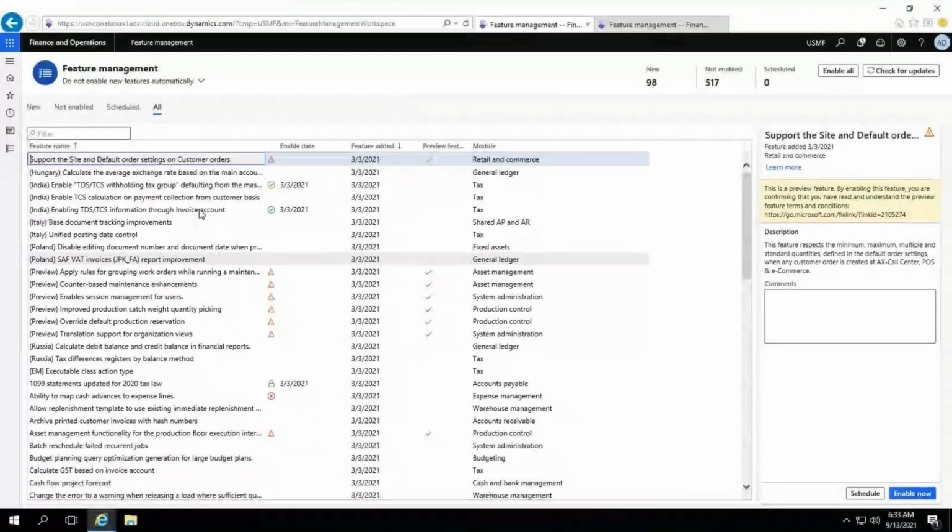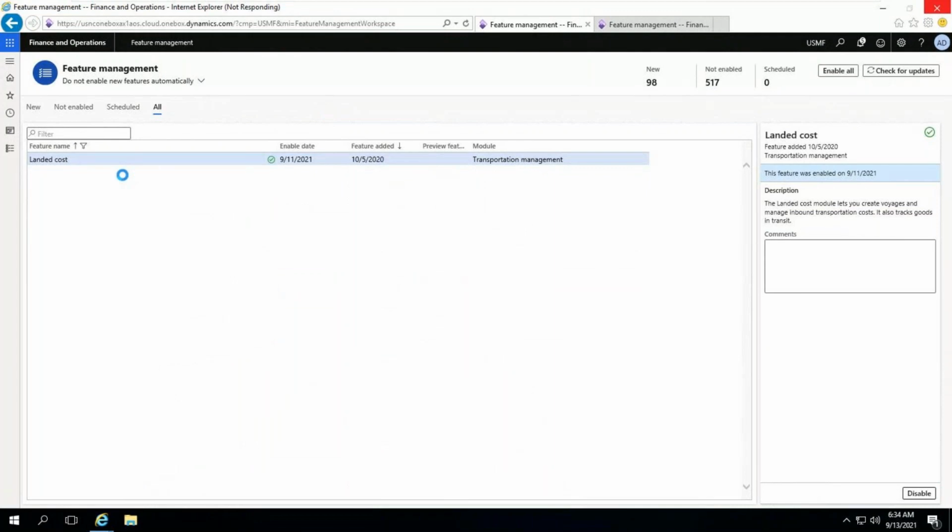In the same manner, asset leasing is also a new module. So this will also be part of our scope. As a functional consultant, we have to see whatever new features have come up and release it to the system. So look at this one, landed cost.